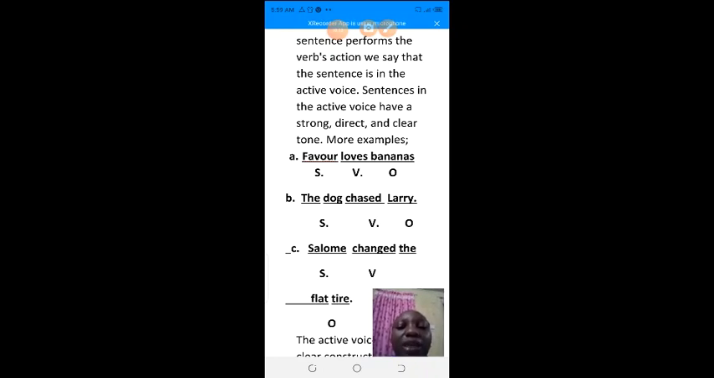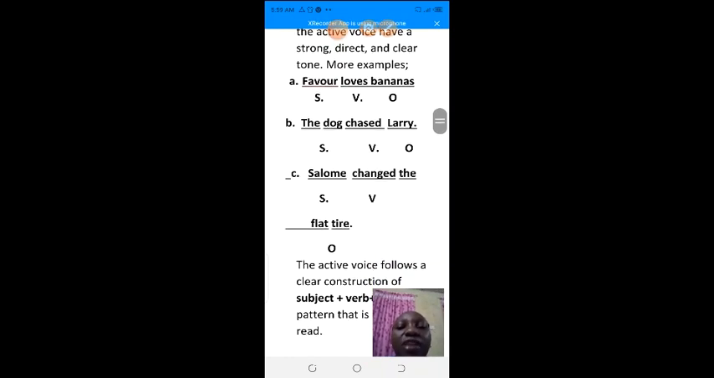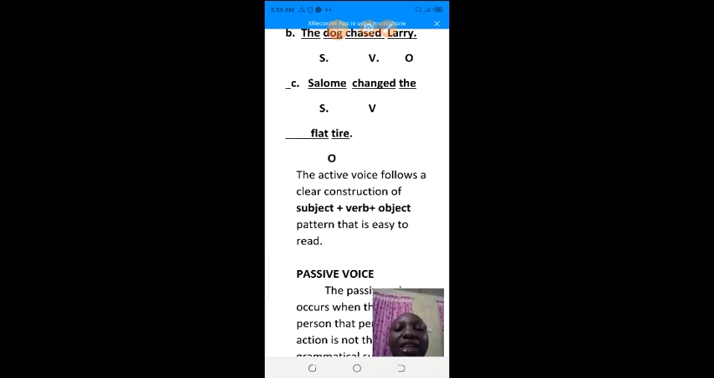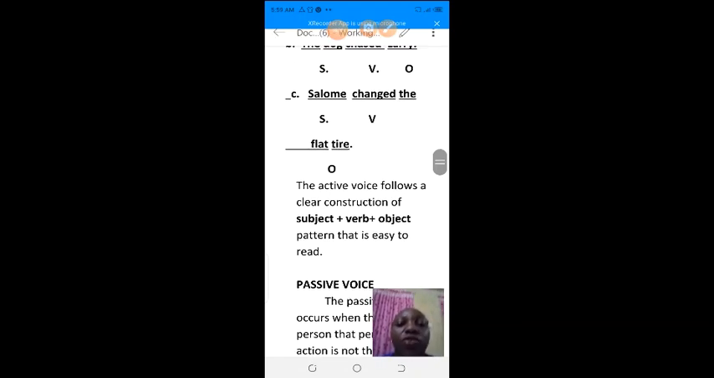Favor loves bananas. The dog chased Larry. The dog is the subject, chased is the verb, and Larry is the object. Salome changed the flat tire. Salome is the subject, the verb is changed, and the flat tire is the object. The active voice follows the clear construction of subject, verb, and object. Subject plus verb plus object. Okay?